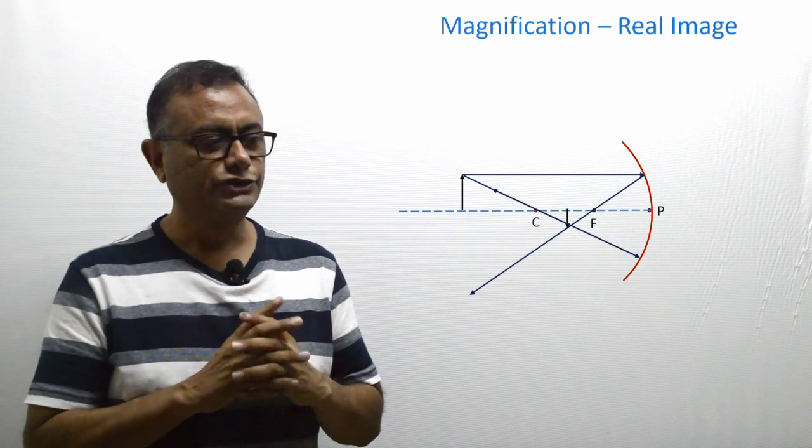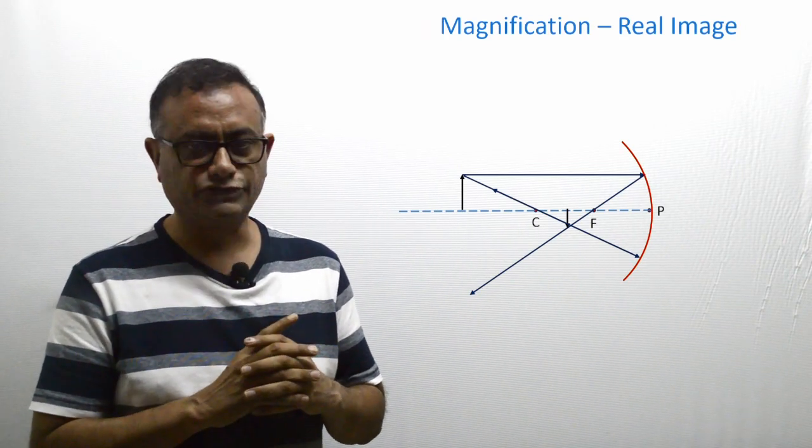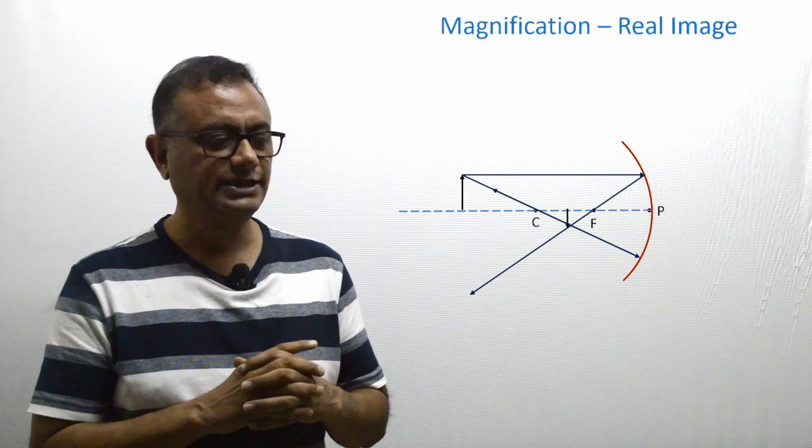Hi there. Let's discuss magnification in the case of curved mirrors today. What we have here is the image formation in the case of a concave mirror. We see that the concave mirror is forming a real image in this case.